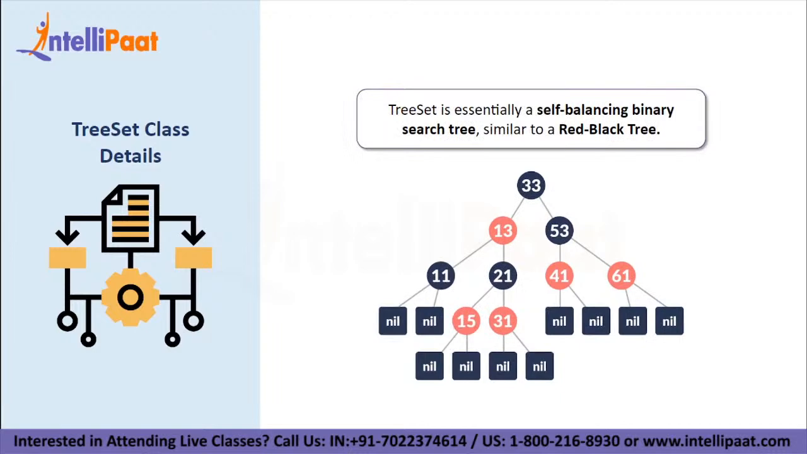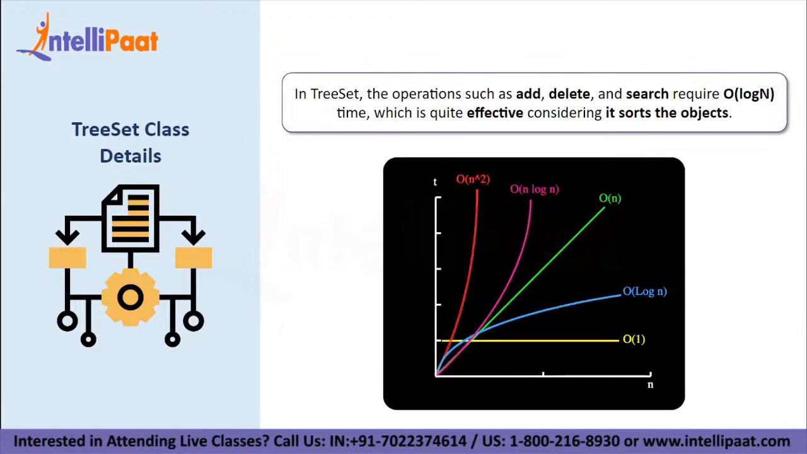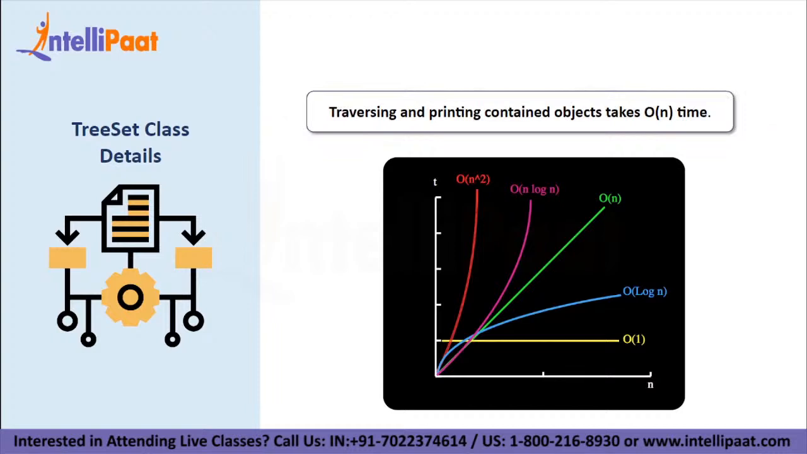Let's discover the working mechanism of tree set. Tree set is essentially a self-balancing binary search tree, similar to the red-black tree that you have studied in data structures. As a result, operations such as add, delete, and search require big O of log n time. The reason for this is that in a self-balancing tree, the height of the tree is always big O of log n for all operations. As a result, this is regarded as one of the most efficient data structures for storing massive sorted data and performing operations on it. Printing n elements in sorted order, on the other hand, takes big O of n time with a tree set instance.